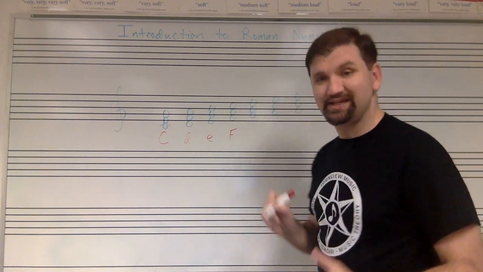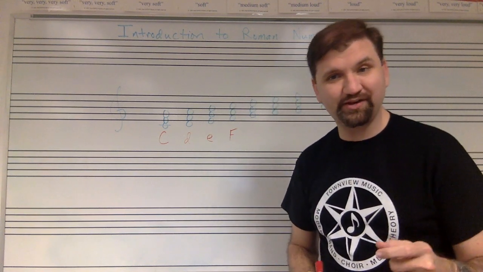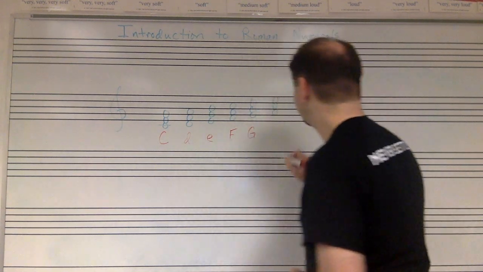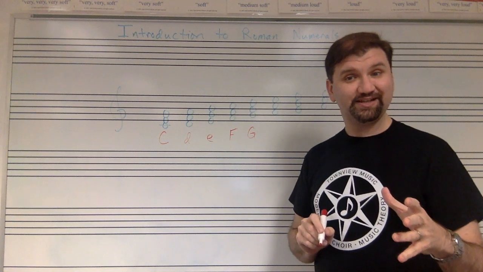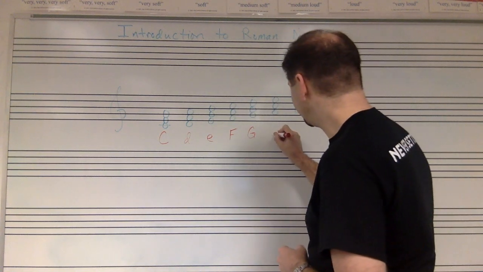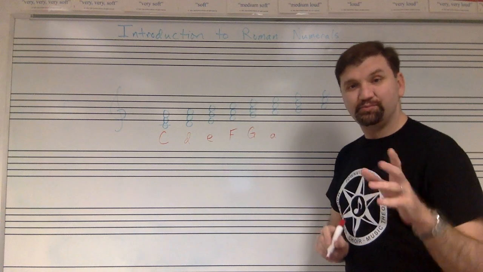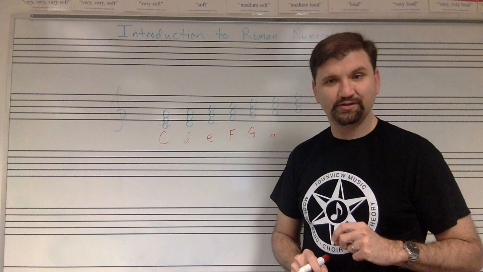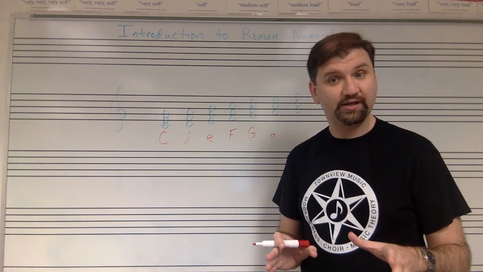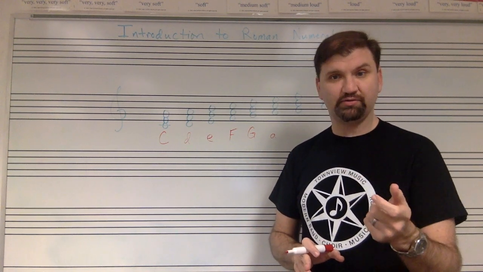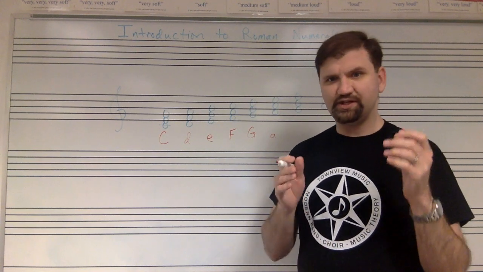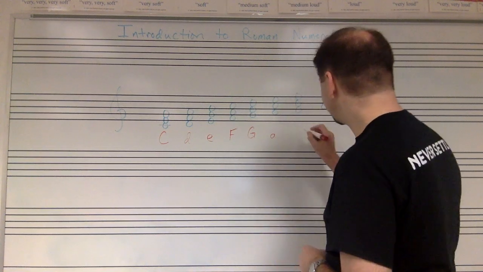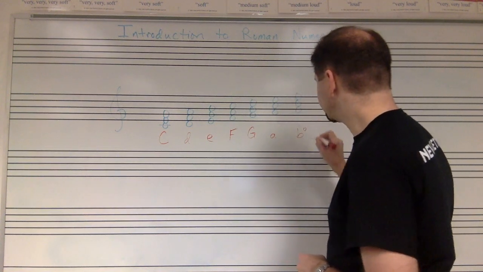Next, we have G, B, D. Does that match G major, G minor, or neither? It matches G major. A, C, E matches A minor. And B, D, F. Does that match B major, B minor, or neither? It doesn't match either one. B to D is a minor third. D to F is another minor third. That's a diminished chord. So lowercase b, diminished sign.